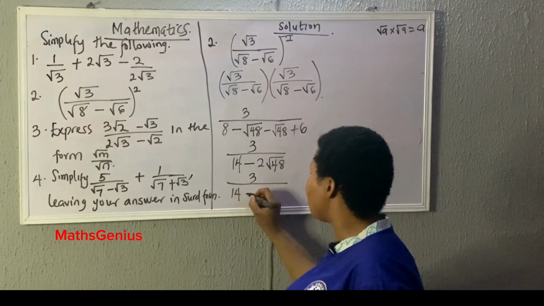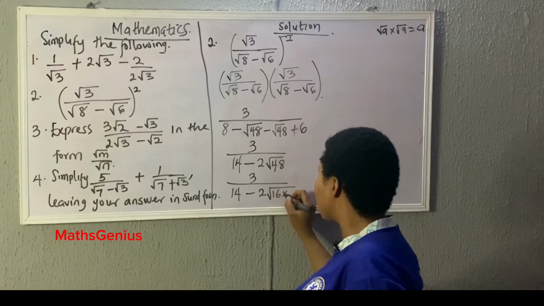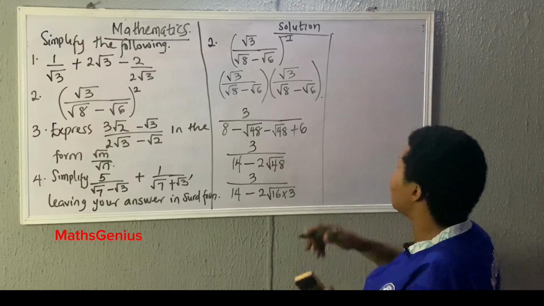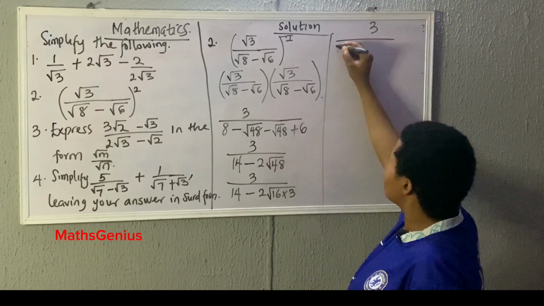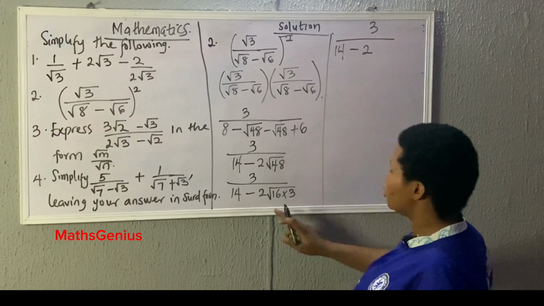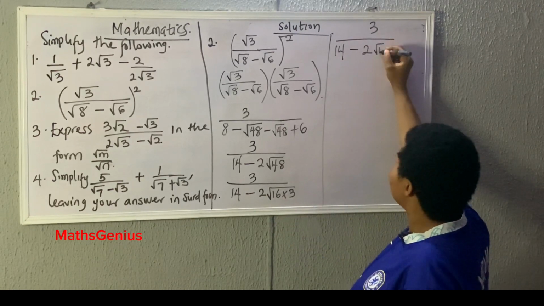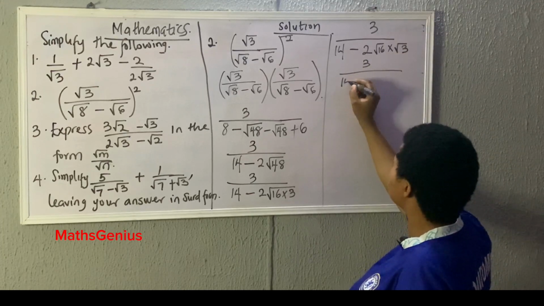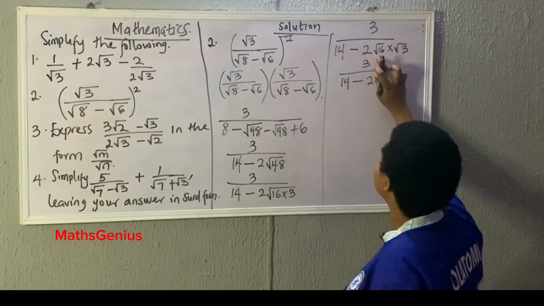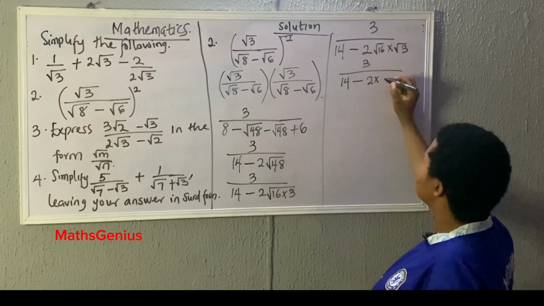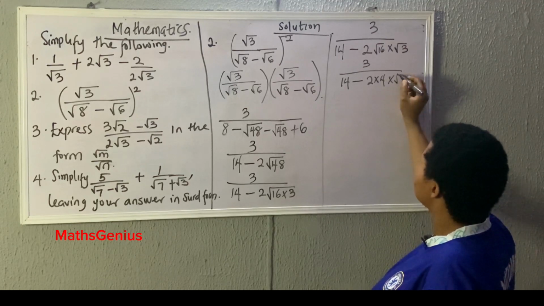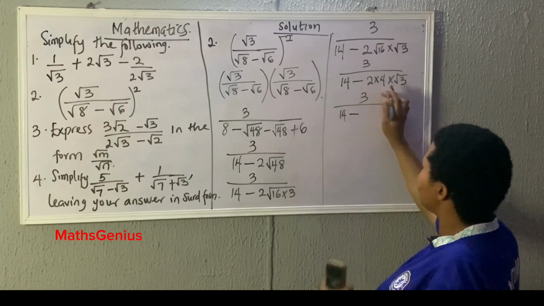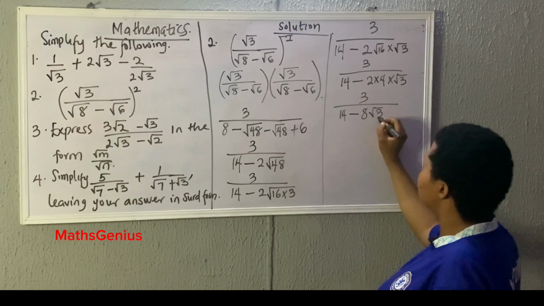over 14 minus 2, 16 times 3. So from there, we move further to 3 over 14 minus 2, square root of 16. We can split it and say root 16 root 3. So we have 3 over 14 minus 2 times root 16, which will give us 4, then root 3. So we have 3 over 14 minus 2 times 4, which will give us 8 root 3.